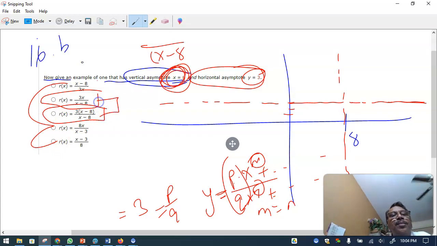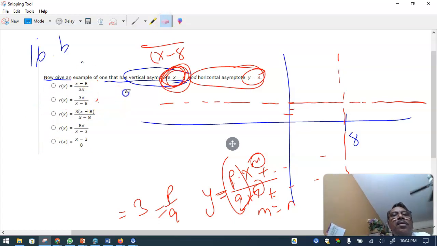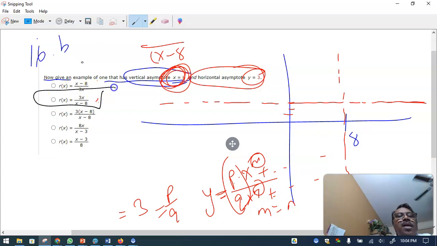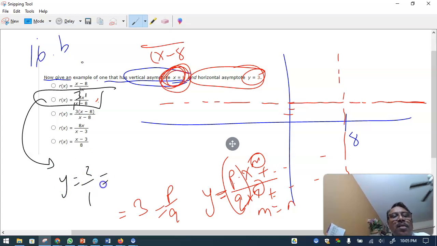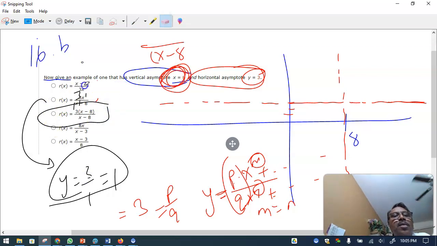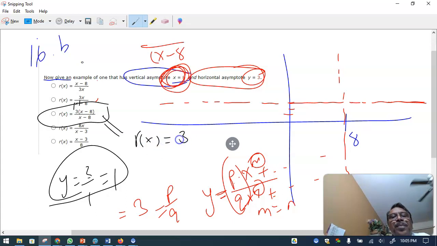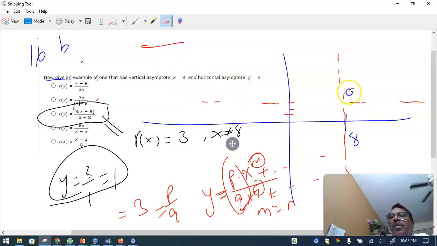If you see the first one, is this correct? Let me check and write here. Both have degree 1, so that 1 and this also is 1. And the coefficient is 3 up and 1 here. So y equals 3 over 1, and that's correct. So that's the horizontal asymptote. But why is this one wrong? We need to know why this is not correct. If you see, this answer is R(x), which is actually 3 for x not equal to 8. So it basically means the line is y equals 3.